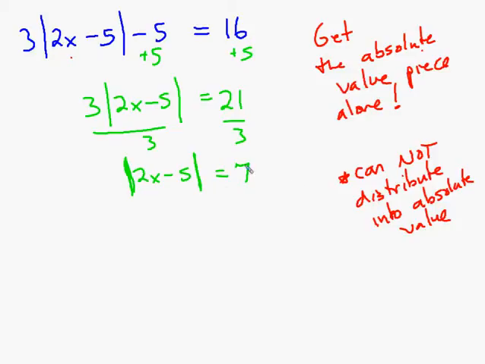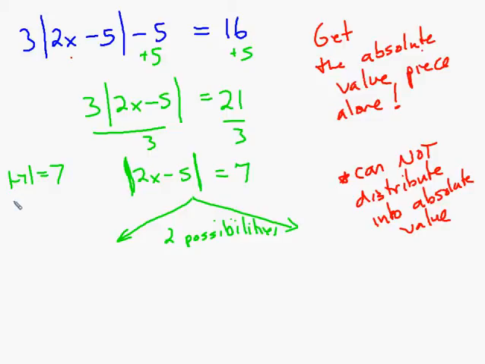Now that we have it down to here, we have 2 possibilities, right? All this stuff in here could be -7, because the absolute value of -7 is 7, right? Or all the stuff could be +7 in there. So I have 2 possibilities.